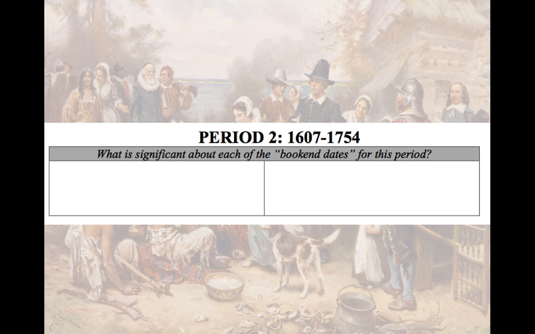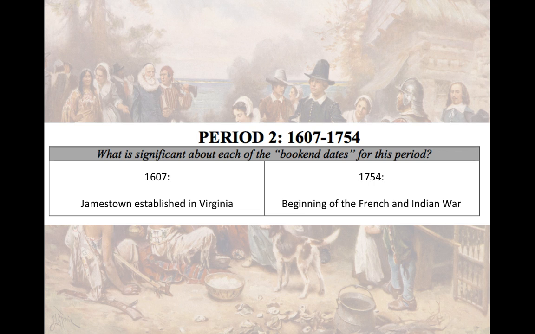Okay, so let's talk about these bookend dates. 1607, obviously you remember from the Period 1 review video, is when Jamestown, the first permanent English settlement, was established in Virginia. 1754, any takers? That's right, 1754, the beginning of the French and Indian War, which will sort of begin our Period 3 discussion after we take our test.